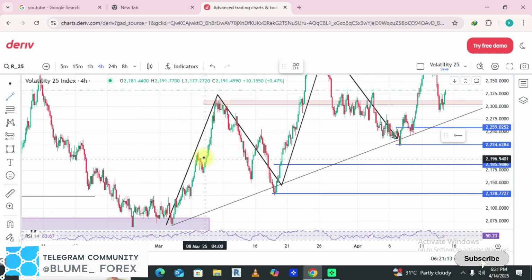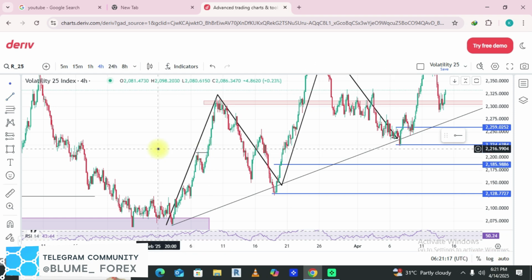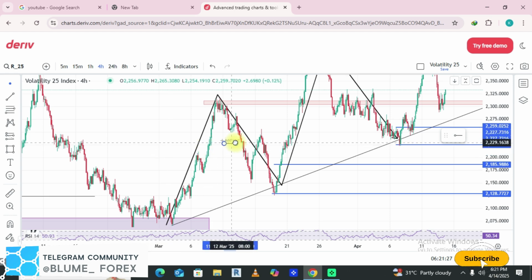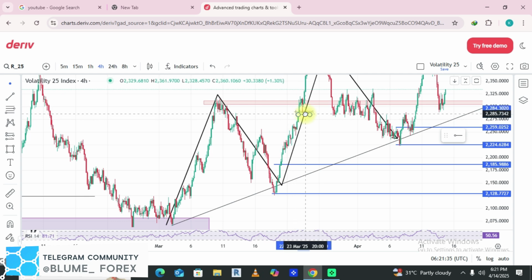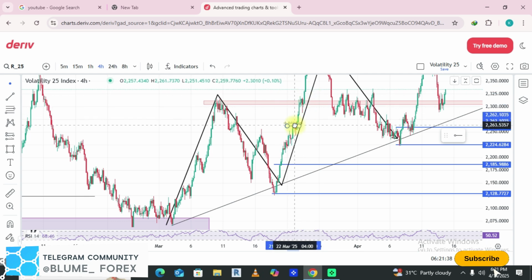Now this break here will be termed an IBOS, an internal break of structure, or a minor break of structure. It works, right? These breaks here will all be IBOS to the upside. So you are looking at the uptrend markets, right? You're looking at the uptrend. These will all be IBOS to the upside.